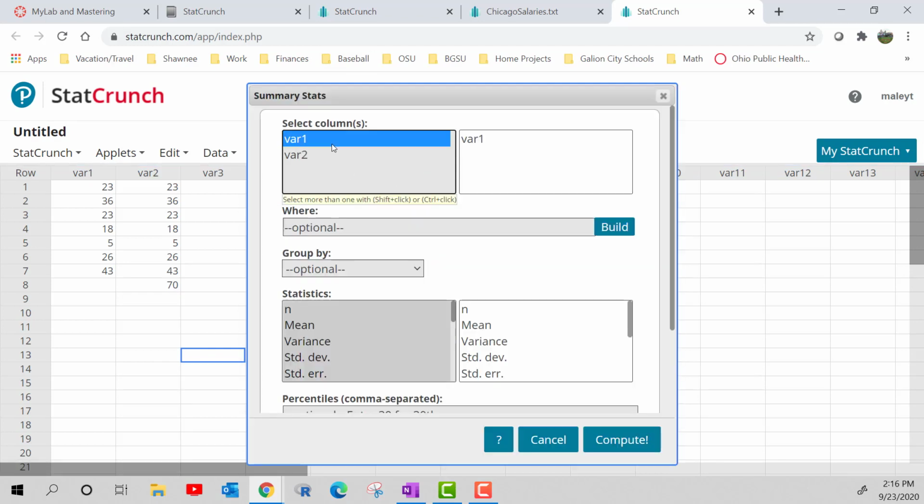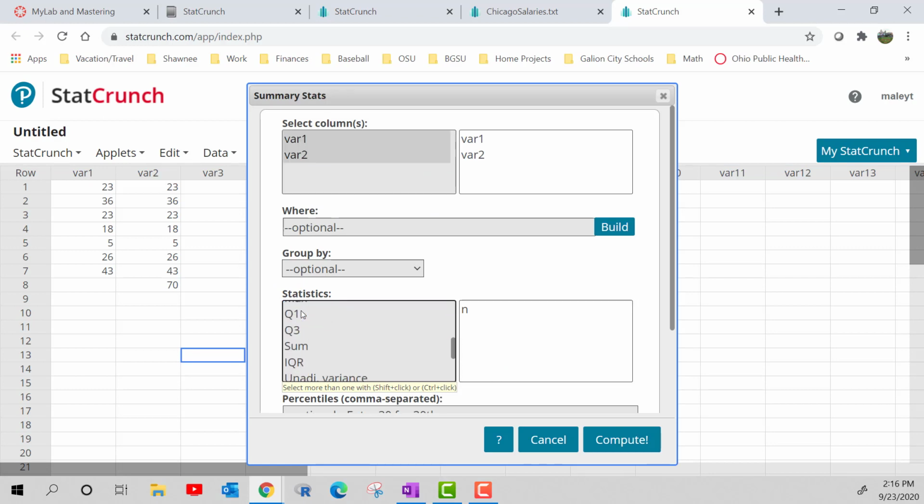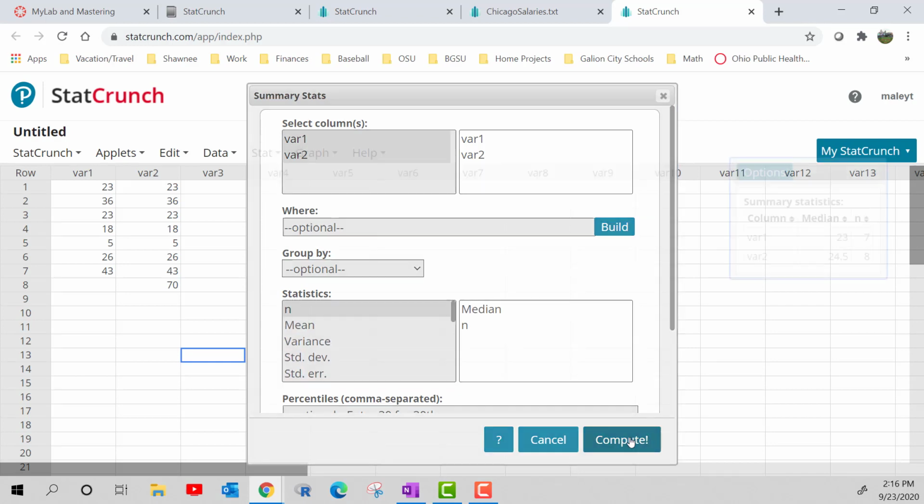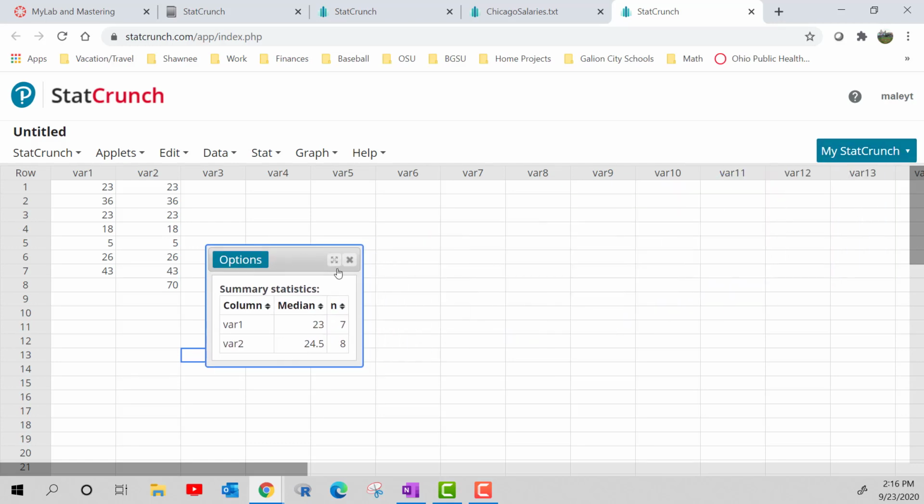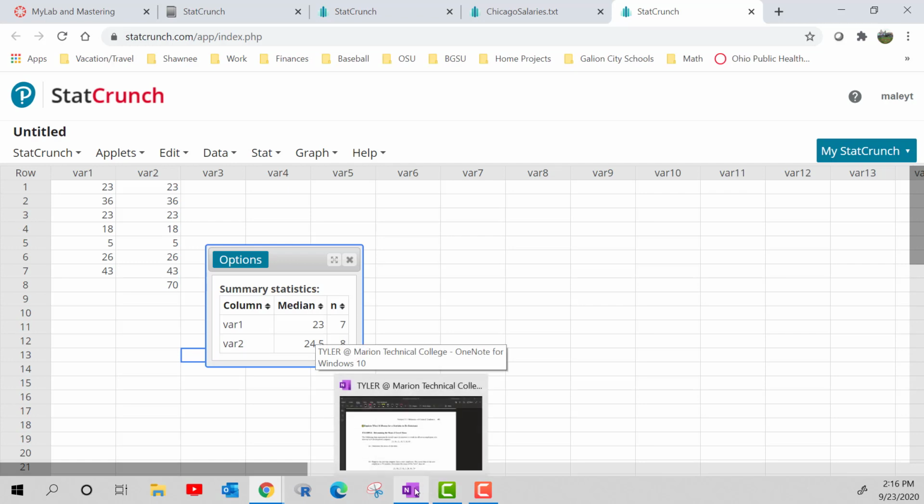I'm going to select both of these, variable 1 and variable 2. I'm going to select N, and I'll select median, if I can find it here, right here. I'll hit Compute, and you'll see for variable 1, the first data set, the median was 23, which was what we found, and there were 7 things in there, an odd number. And then in the second set, variable 2, the median was 24.5, and there were 8 objects, an even number of observations. So that's a nice, easy way to find that.